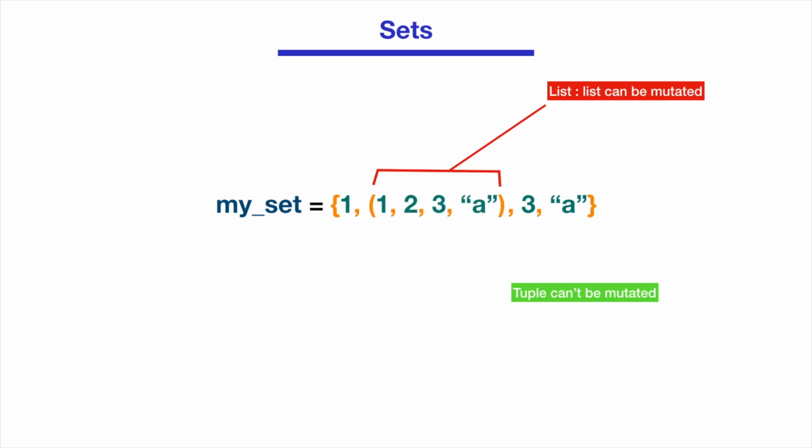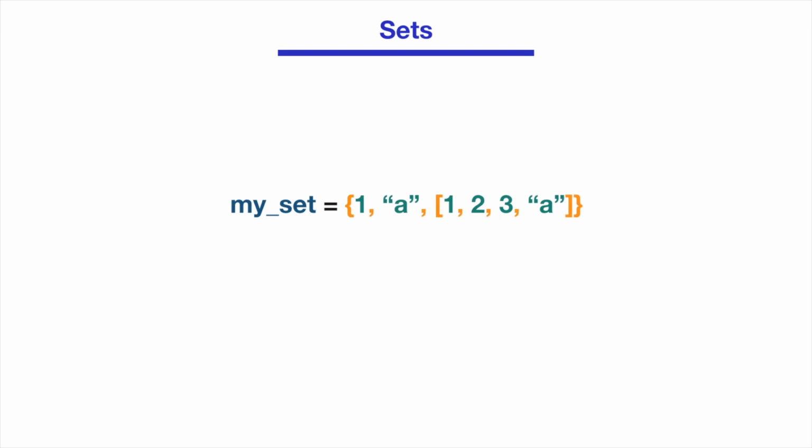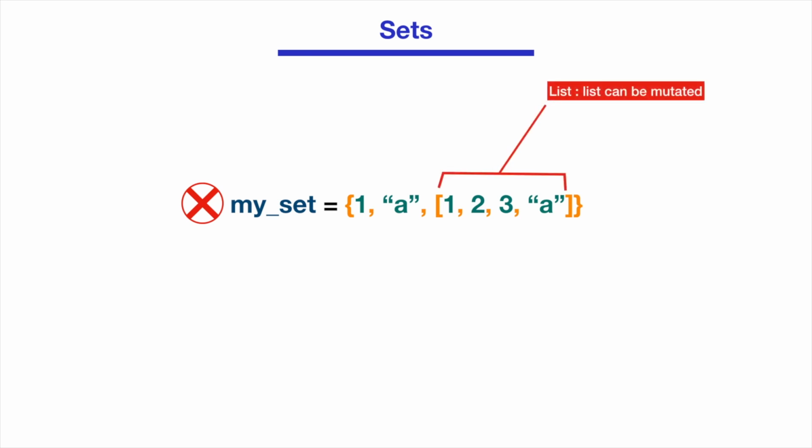Let's look at an example. I have a set with the number 1, the letter A, and a list. This will generate an error because a list can be modified, but if it was a tuple, that would be fine. Now that we know what a set is, let's actually see one in action.